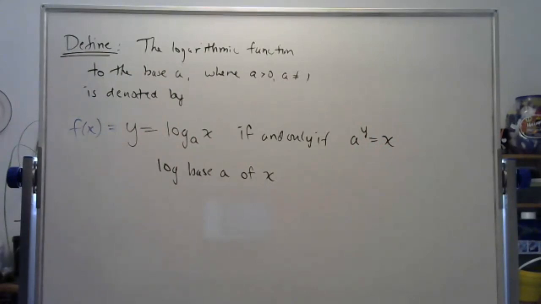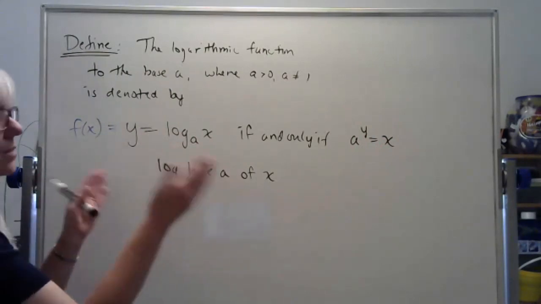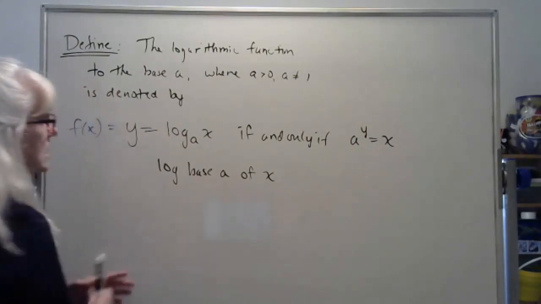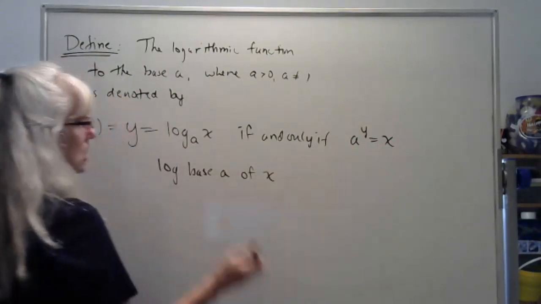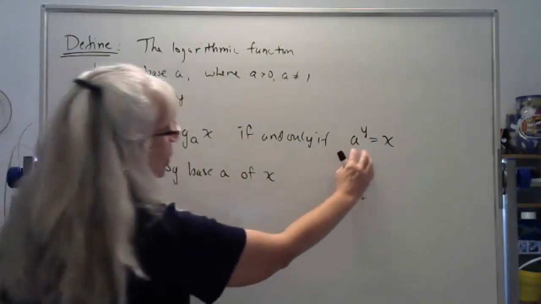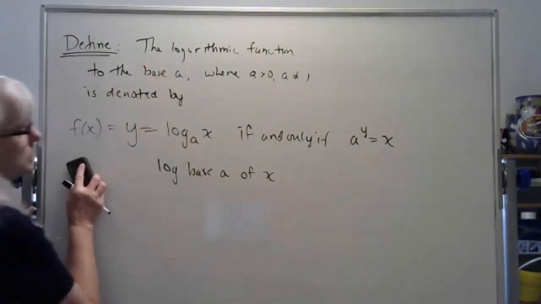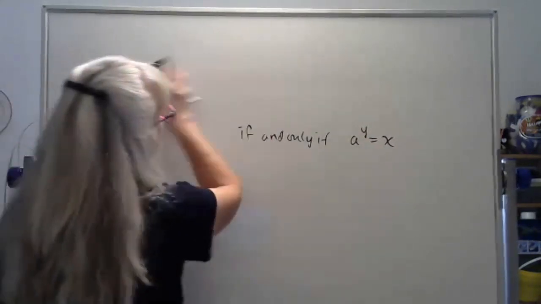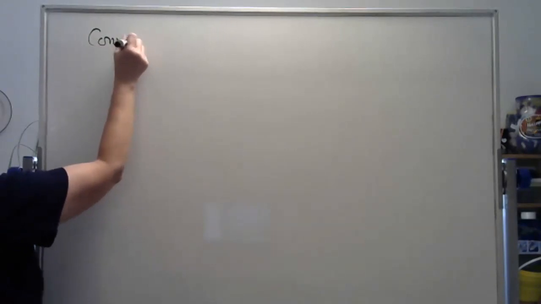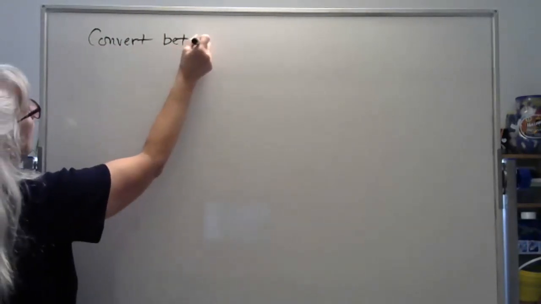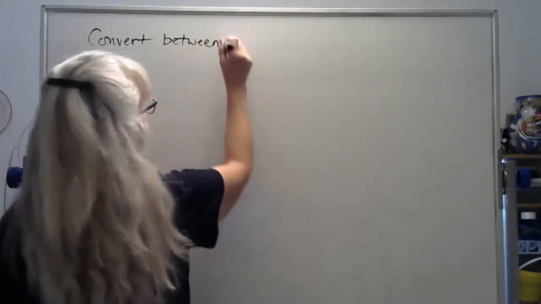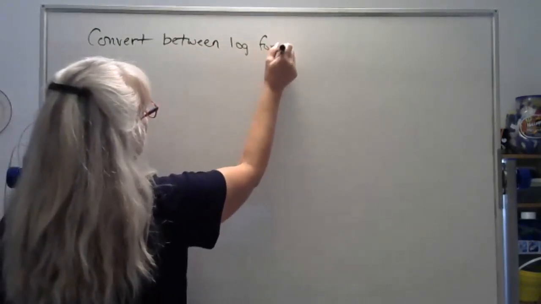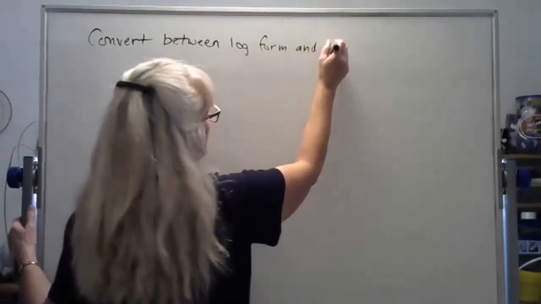Okay, so generally what you start with when you do the logarithmic function is just how to go back and forth between the different forms. So this is basically like saying hello in 2 different languages. So here it is in English and here it is in Greek, kind of thing. So what we're going to do is build a table. So we're going to convert between log form and exponential form.